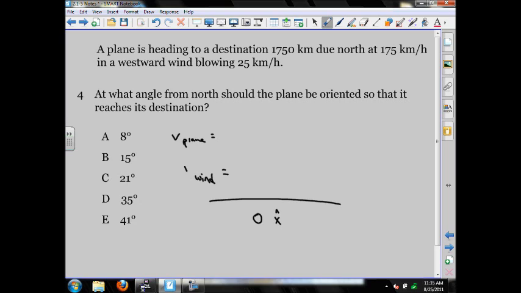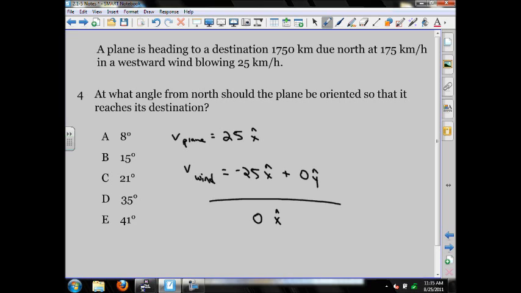I think that's going to be on number 5. The velocity of the wind we know, right? It's due west at 25 kilometers per hour. Therefore, what? What do I know next? The x component for the plane needs to be positive 25.